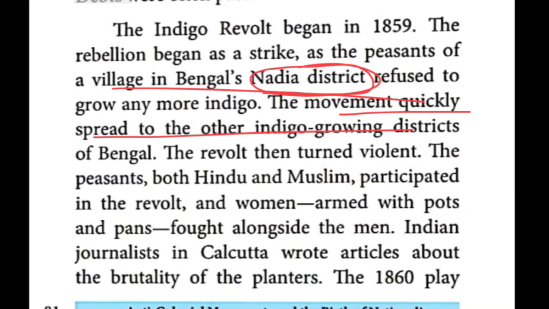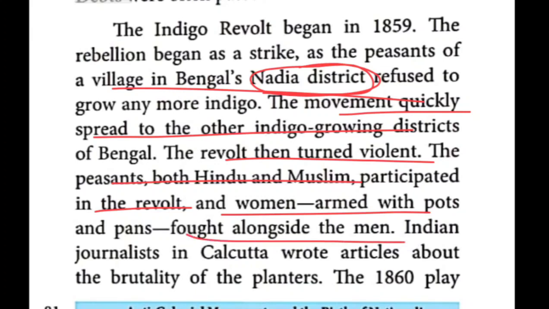Then the revolt turned violent. The peasants, both Hindus and Muslims, participated in the revolt, and women also armed themselves, carrying pots as well as pans, and fought alongside the men.